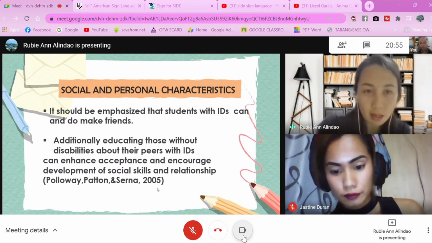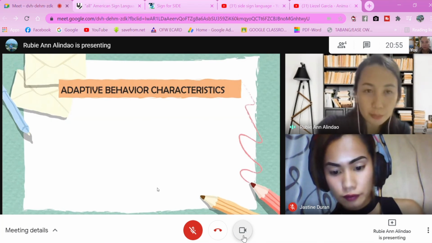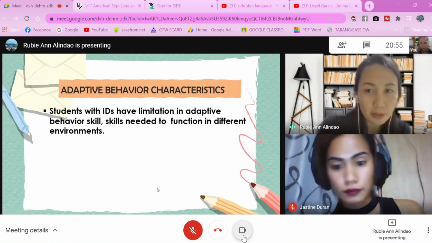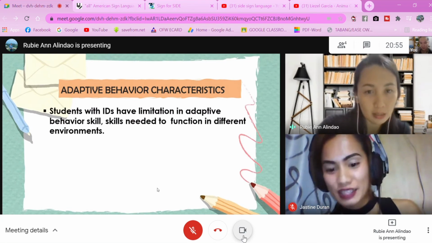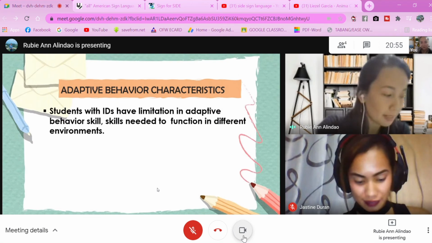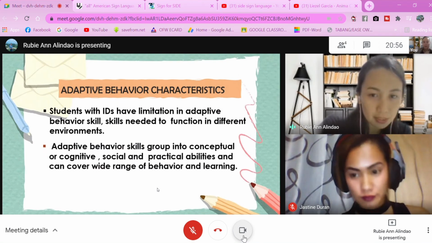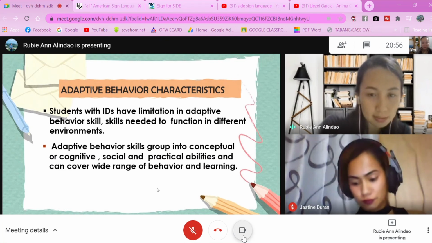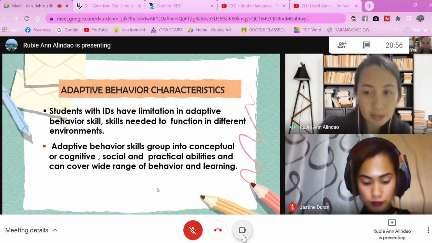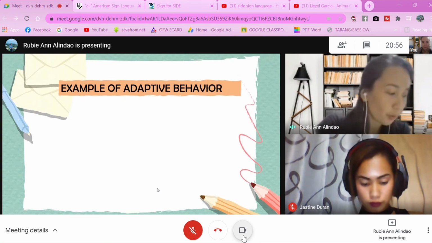So that is all about the social and personal characteristics. Let's move forward to the adaptive behavior characteristics. The students with intellectual disabilities have limitations in adaptive behavior skills. So those are the skills needed to function in different environments. Adaptive behavior skills are grouped into conceptual or cognitive, social, and practical abilities and can cover a wide range of behavior and learning. So what are examples of adaptive behavior?